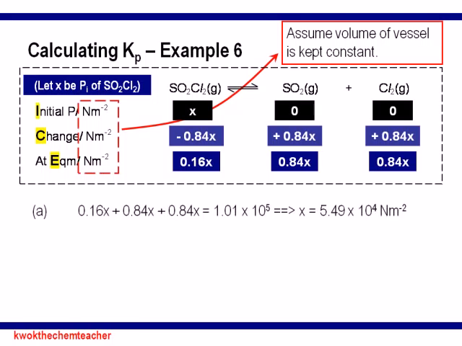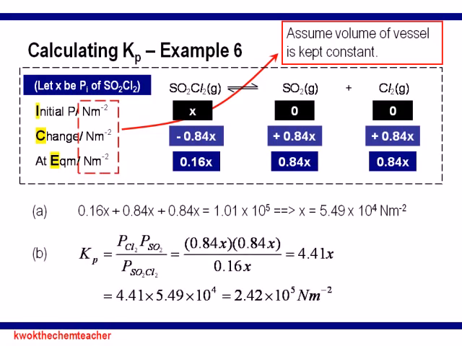The sum of all the equilibrium pressures, 0.16x plus 0.84x plus 0.84x, will be equal to 1.01 times 10 to the power 5. You can solve for x. And once you have solved for x, you can find the second answer, which asks you to determine the equilibrium constant, Kp. Once you get the Kp expression, you substitute all the numbers into it, and you will eventually get 2.42 times 10 to the power 5 Newton per meter squared. This is the end of the video that talks about how we can apply the ICE table in chemical equilibrium calculations.